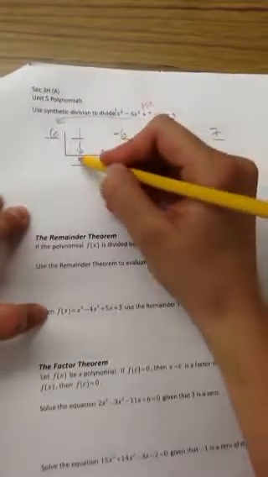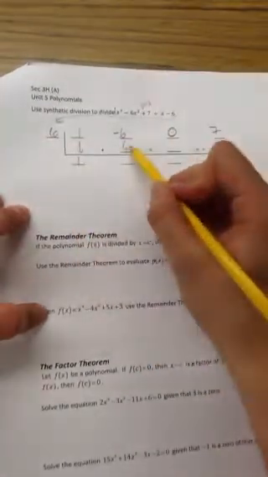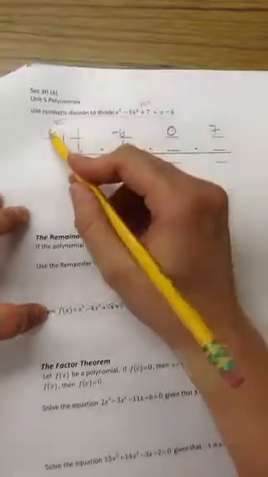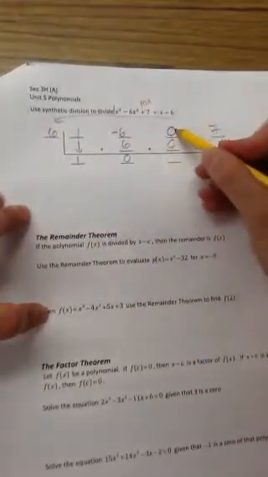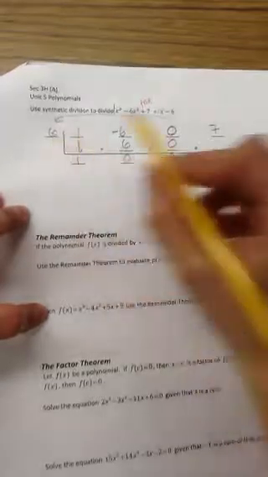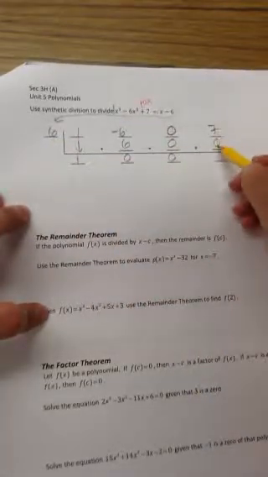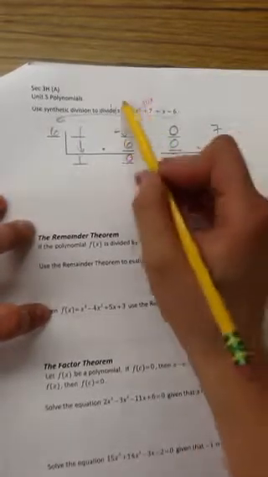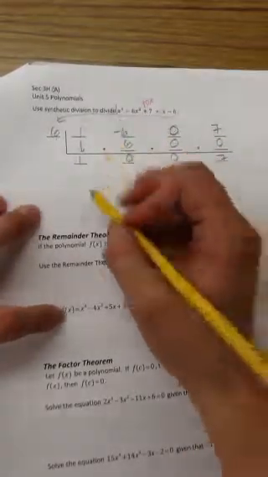We're going to bring down the 1. So we do 6 times 1 is 6. Negative 6 plus 6 gives us 0. 6 times 0 is 0. 0 plus 0 is 0. 6 times 0 is 0. 7 plus 0 is 7. Okay. So we started with x cubed, so we're going to go 1 lower.